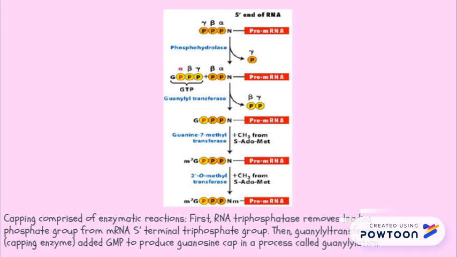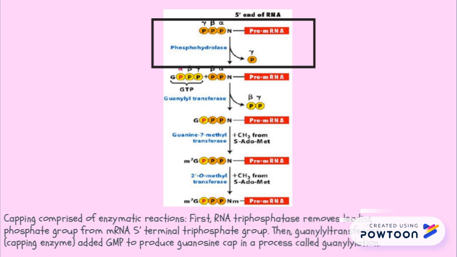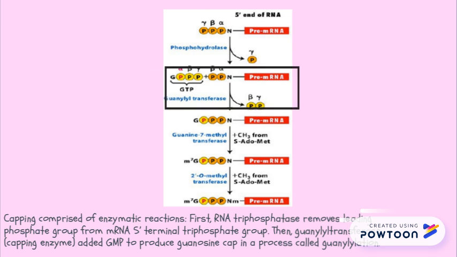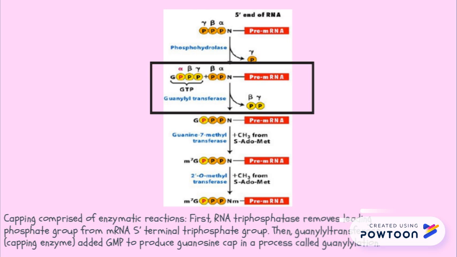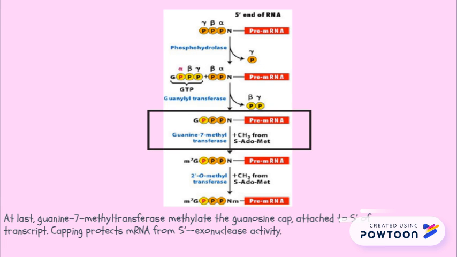Capping comprises enzymatic reactions. First, RNA triphosphatase removes the leading phosphate group from the mRNA 5' terminal triphosphate group. Then, guanylyltransferase adds GMP to produce the guanosine cap in a process called guanylylation. At last, guanine 7-methyltransferase methylates the guanosine cap attached to the 5' end of the transcript. Capping protects mRNA from 5' exonuclease.